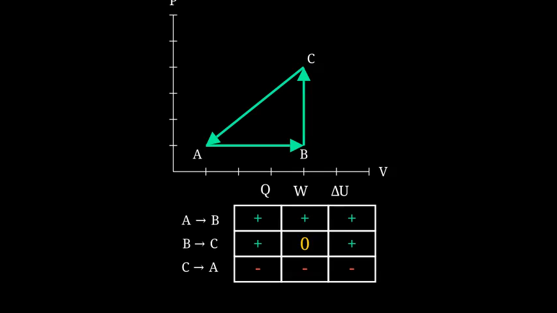Work done by the gas is negative. Because this is a full cycle, total delta U must be 0, so the final delta U must be negative to return to state A. Therefore, Q is also negative. Let's fill the last row.